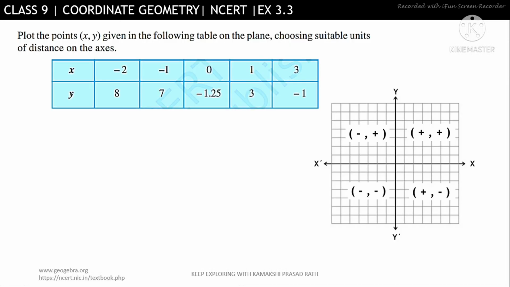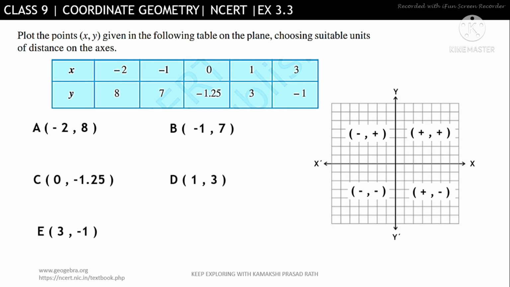Now consider another question from exercise 3.3. We have to plot the points on the plane, that is the Cartesian plane. We have to choose suitable units of distance on the axis. So here we can see the points are x and y. For this we will use the Cartesian plane and the sign convention. First let us give names to the coordinates: A, B, C, D and E.